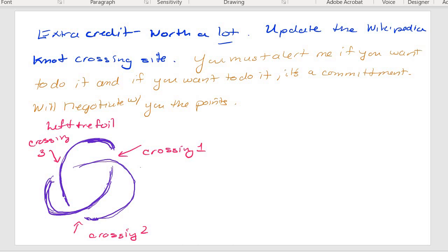So what is a knot crossing is exactly what you think. Wherever there's an intersection, like here's an intersection that's crossing 1, there's another intersection that's crossing 2, and there's another intersection that's crossing 3. So the crossing number would be 3. The trefoil, I already told you, is a prime knot. It's decomposed as far as it could be. So, as you would think by its name, the crossing number for the trefoil is 3.